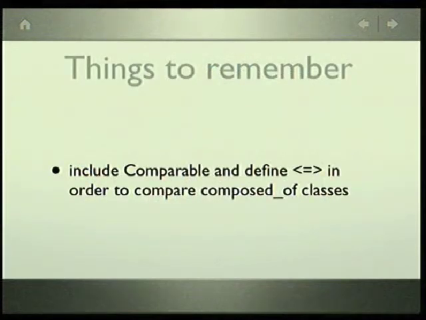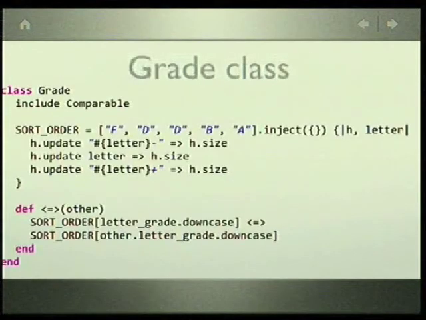So, things to remember. If you wanted to do what I just described and compare grades one to the next, then you would have to use a comparable, include that in your model, and I'll show you that, and then define the comparison operator in order to compare composed of classes. If you had one course record grade and you wanted to compare it to another, then you would define it like this. So you include a comparable.